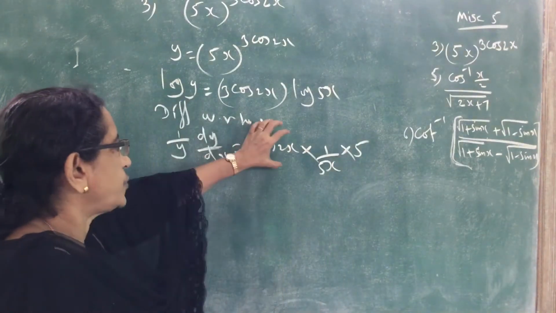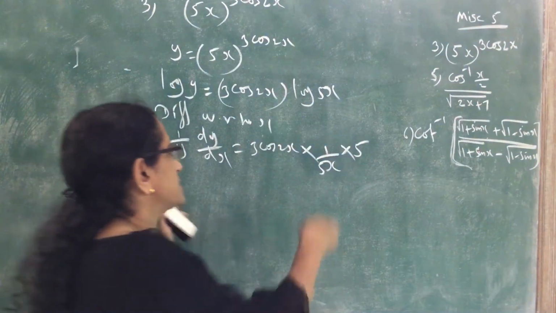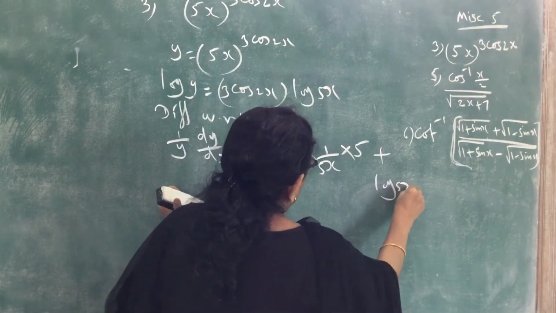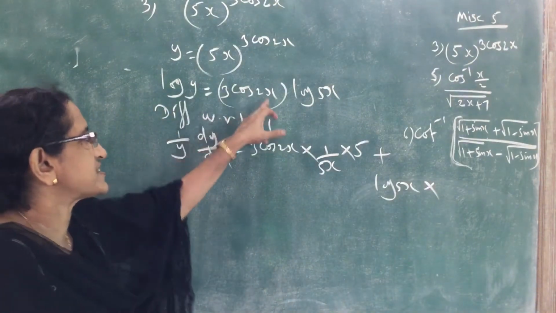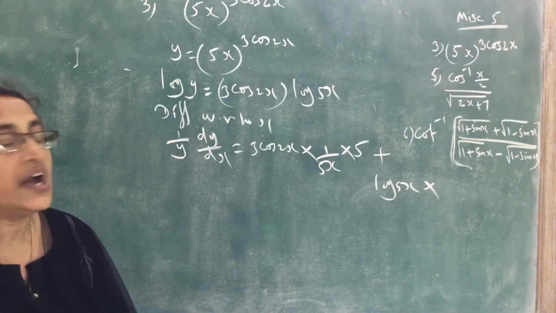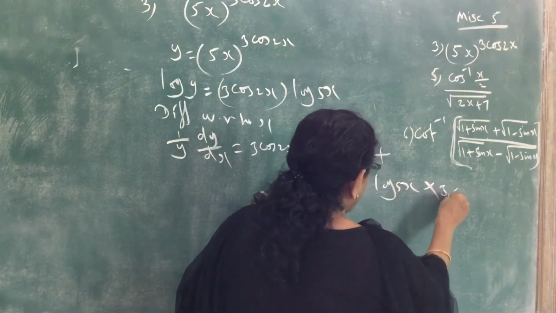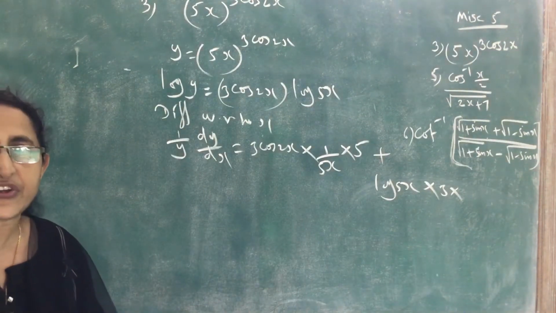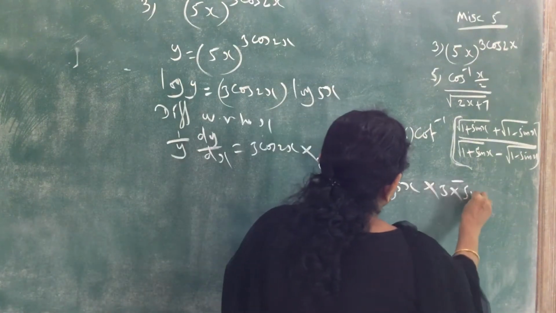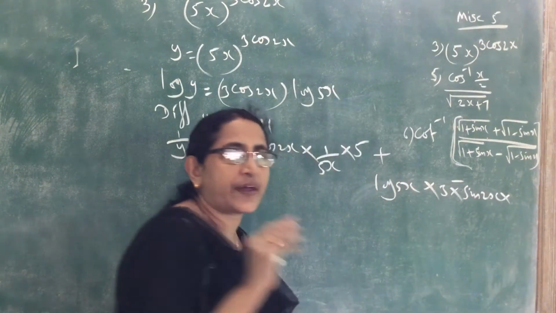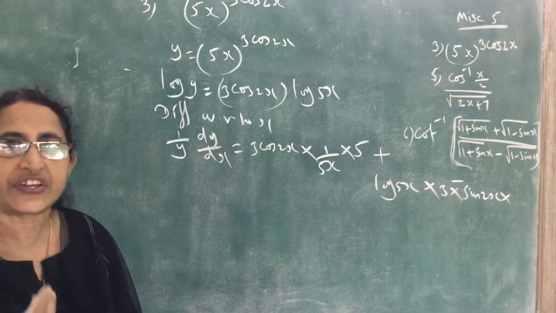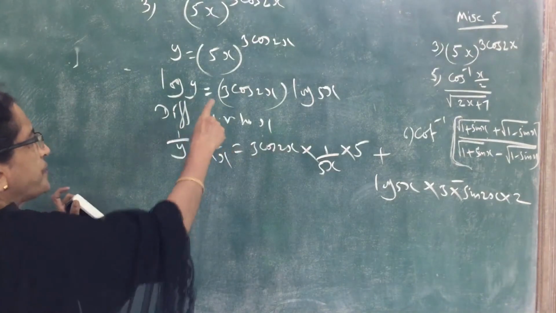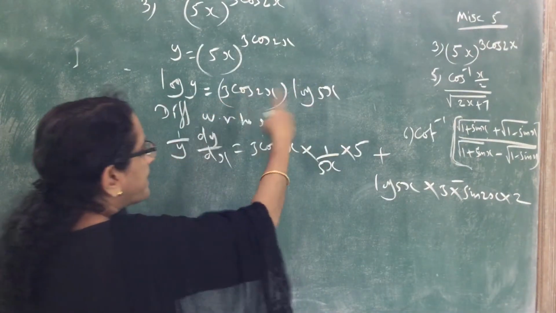So first function into derivative of second, then plus second function into derivative of first. Second function means log 5x, into derivative of first, that is derivative of 3 cos 2x. Derivative of 3 cos 2x is 3 into derivative of cos 2x. Derivative of cos x is minus sin x, so derivative of cos 2x is minus sin 2x into, in the place of x it is 2x, so into derivative of 2x, that is into 2. That is the derivative of 3 cos 2x into log 5x, applying the product rule.